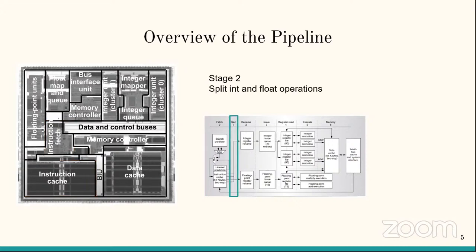Then the second stage of the processor basically splits integer and floating point operations. It is not a very important stage of the pipeline, but it just splits the operations into two different clusters, maybe. Then the third stage of the pipeline, which is a very important feature of this microprocessor, is the rename engine. So basically the processor will rename registers to delete some dependencies that are not necessary. Then the parts involved with this one are the float map and queue for the floating point operations and the integer mapper for the integer operations.